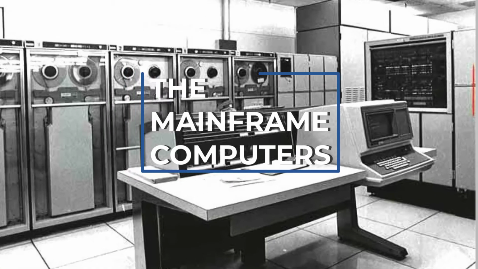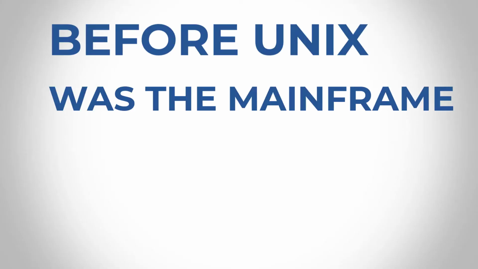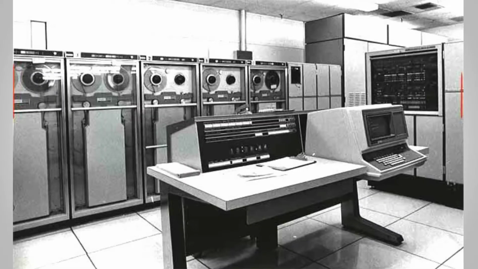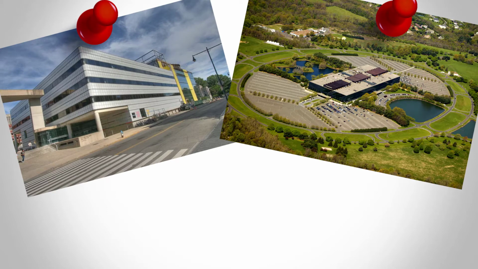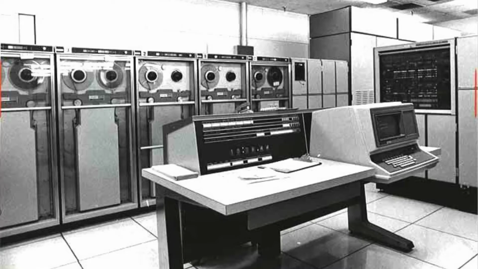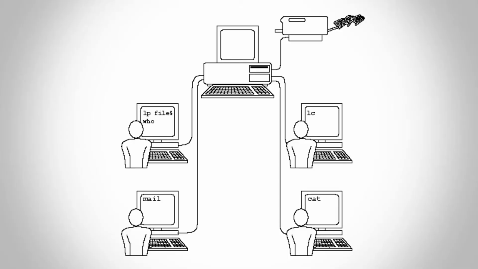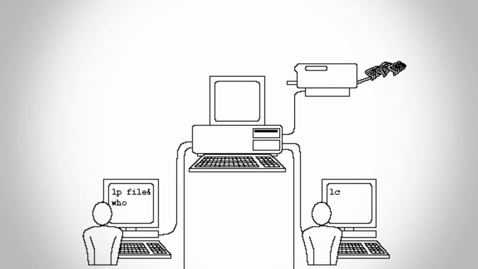The mainframe computers. Yes, well, I'm not going to go into the history of mainframes, but just for you to know, before UNIX were the mainframe computers, which were those huge computers. In 1964, MIT, Bell Labs, and General Electric started a project to develop an OS for the mainframe computer, and they wanted it to handle more than one user at a time. At that time, they called it Multics.